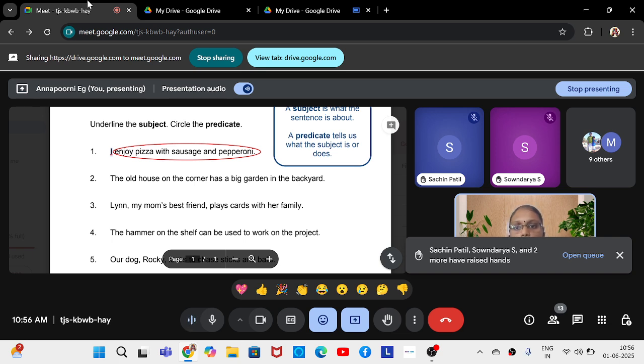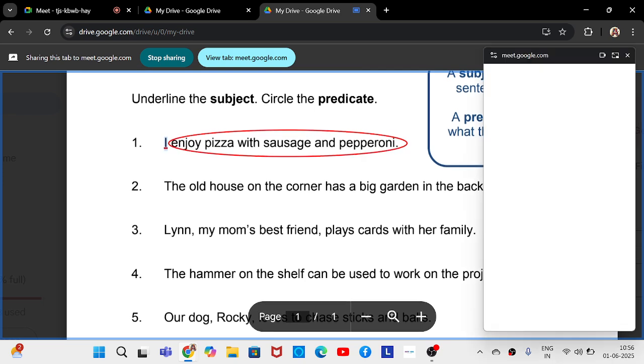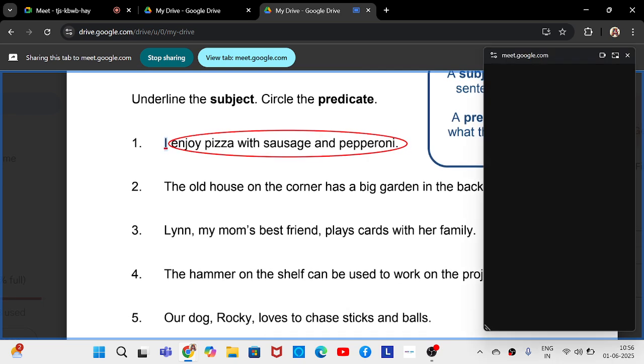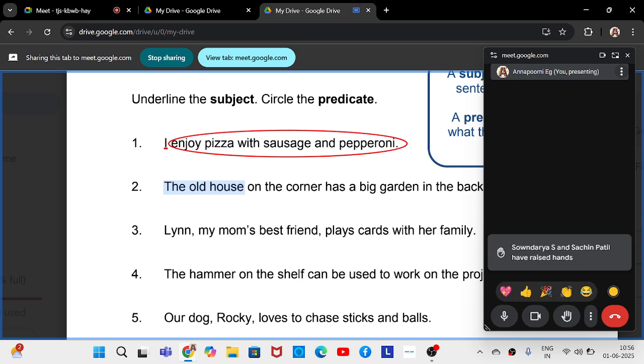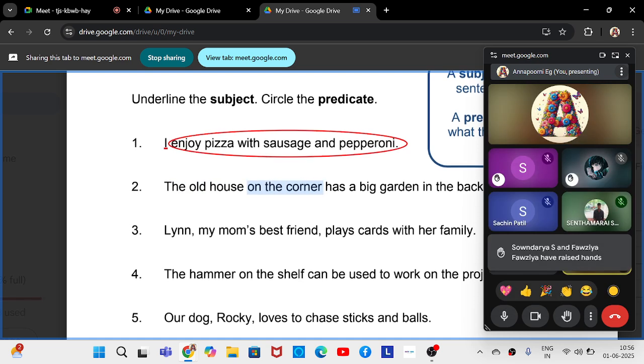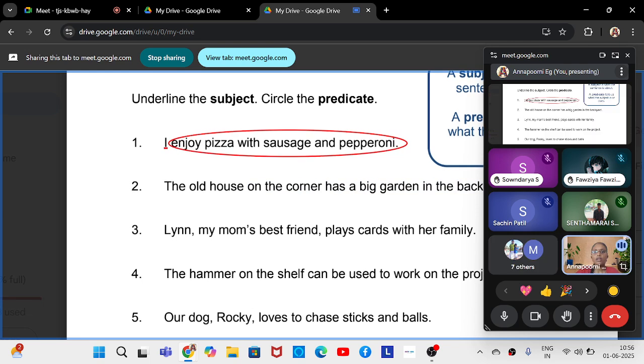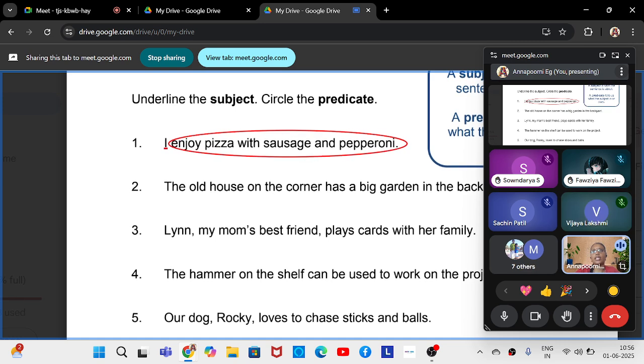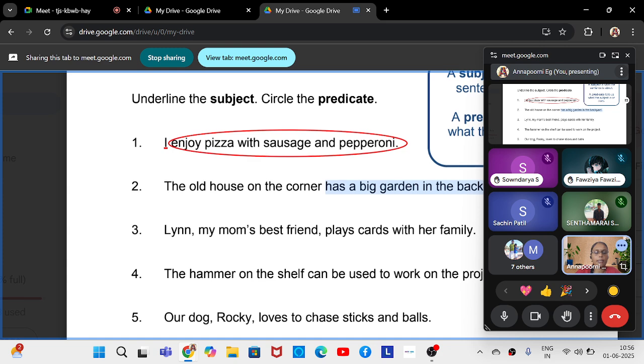Actually, in this sentence, the old house on the corner is together the subject. Okay, the old house on the corner is the subject. Has a big garden in the backyard is the predicate. So here you can see either you can do this in two ways. Either the old house is the subject, on the corner may be taken as a prepositional phrase, has a big garden in the backyard is the predicate. Or if you are not dividing the predicate, you can do like this. The old house on the corner is the subject together. Has a big garden in the backyard is the predicate.